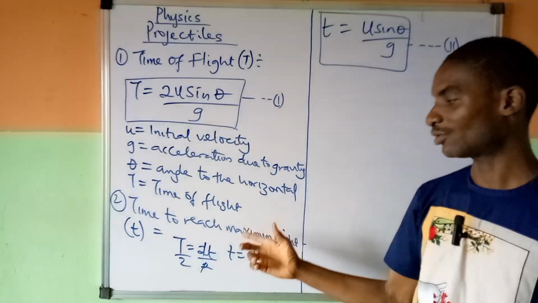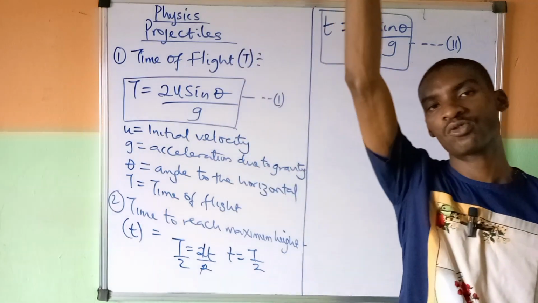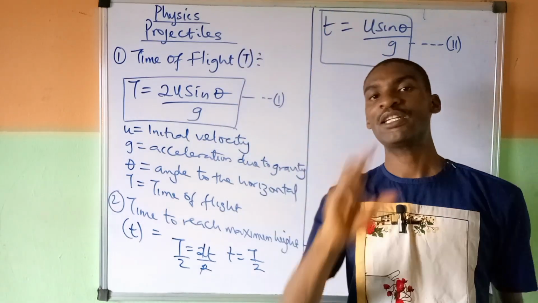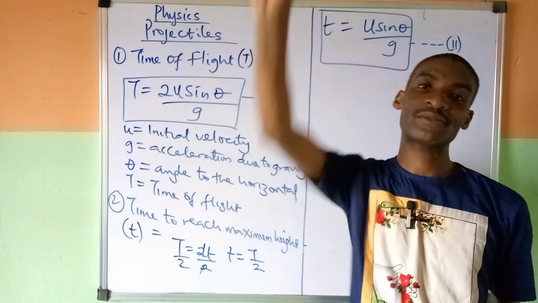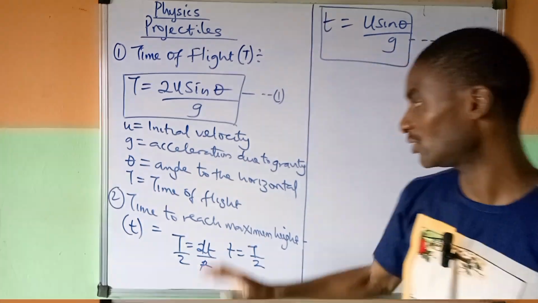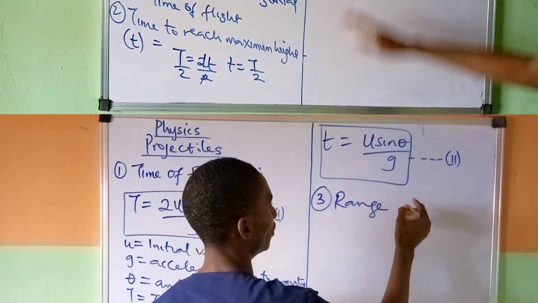So that means if it's taking 4 seconds to go up, another 4 seconds to come down, the total time of flight is what? 8 seconds. But the time to reach the maximum height is 4 seconds. So that's the relationship between time of flight and time to reach maximum height.